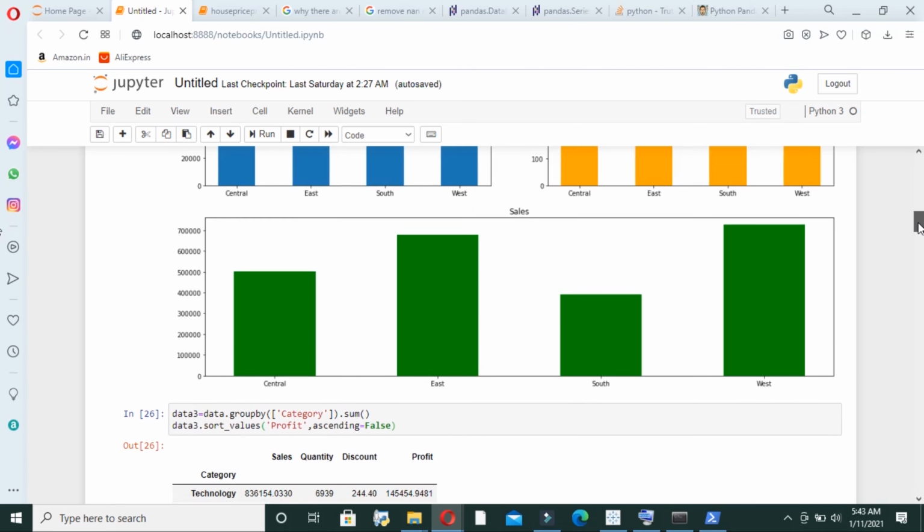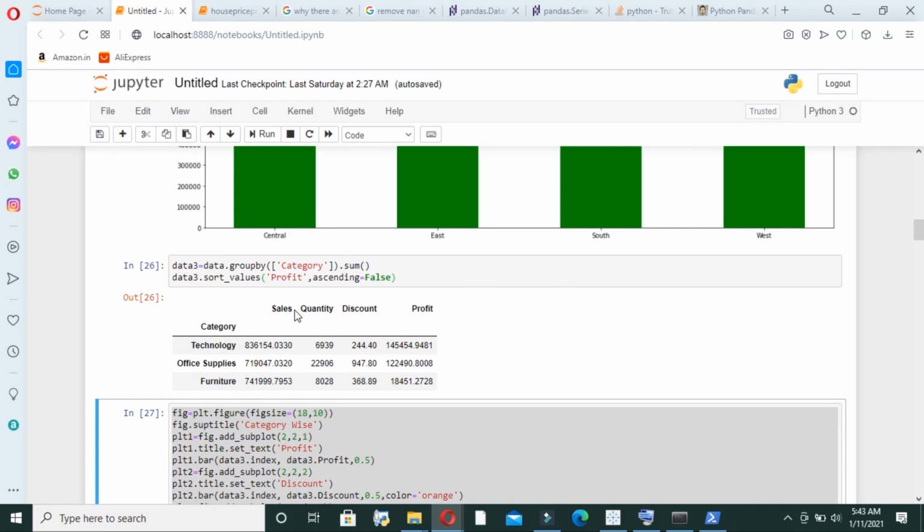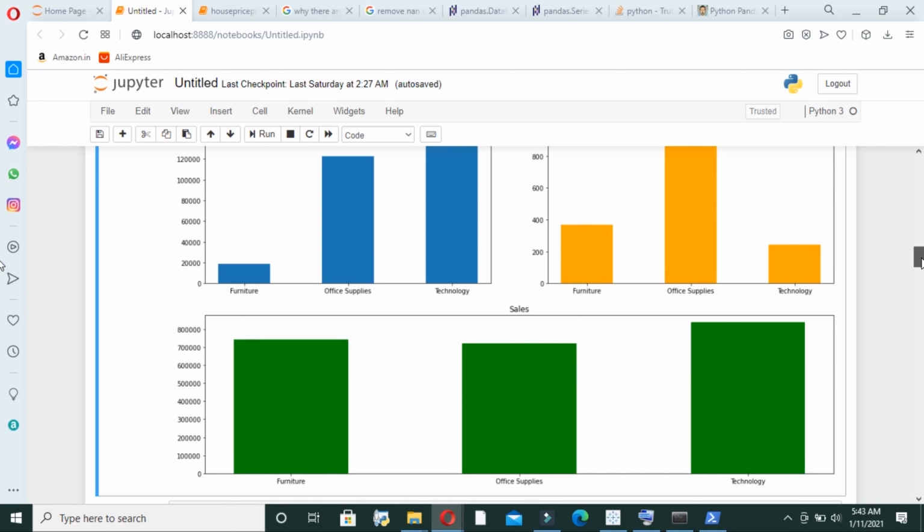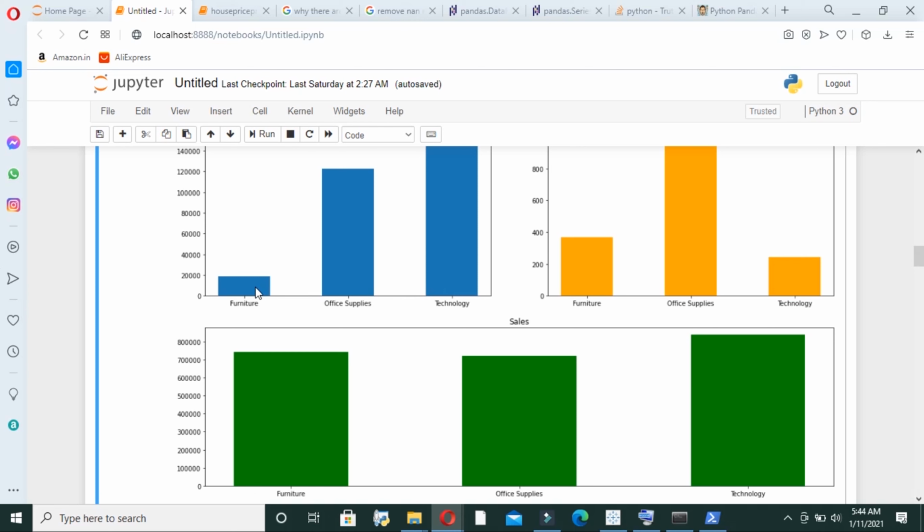After that I found the total profit, discount, quantity, sales by dividing the data category wise. Here you can see most profit was earned from the technology category, then the office supplies, and the least profit was earned from the furniture category. Let's see the visualization. The most sales happened in technology, then furniture, then office supplies. But one interesting thing to note here is the profit in furniture. The sales are good in furniture, but the profit earned from the furniture is very less.